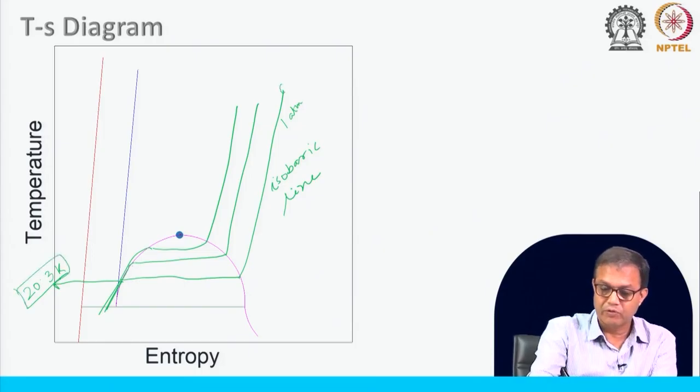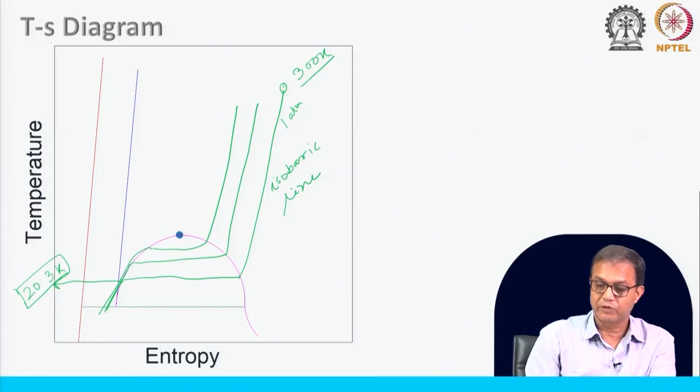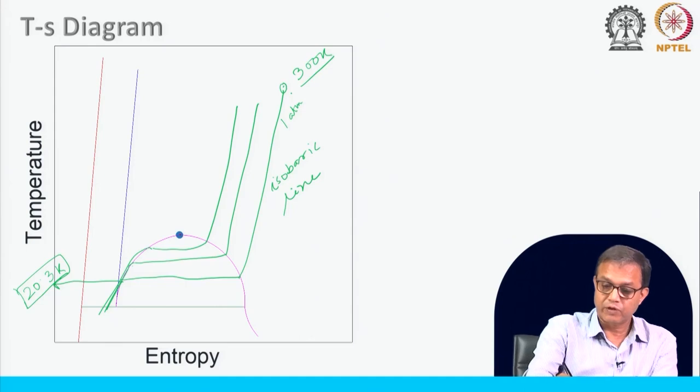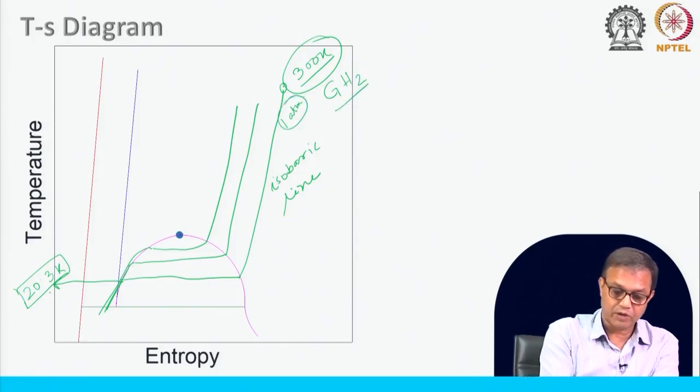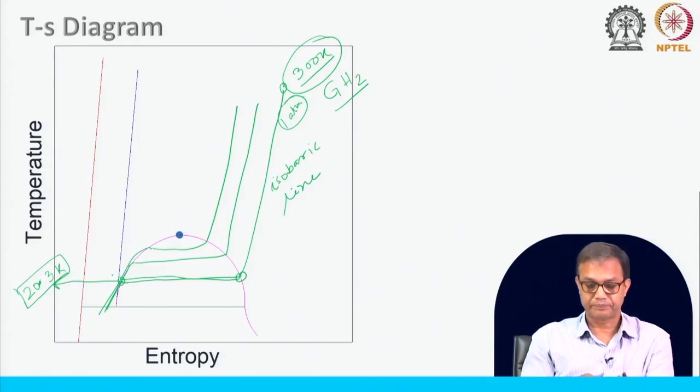So, if we are somewhere here near room temperature, that is 300 K, if we assume, or roughly speaking it is 27 degrees centigrade and 1 atmospheric pressure. So, if you have to liquefy this gaseous hydrogen from this temperature and this pressure, you have to come down to 20.3 Kelvin, or at this point it will be the saturated vapor. From there, at this point it will be the saturated liquid.